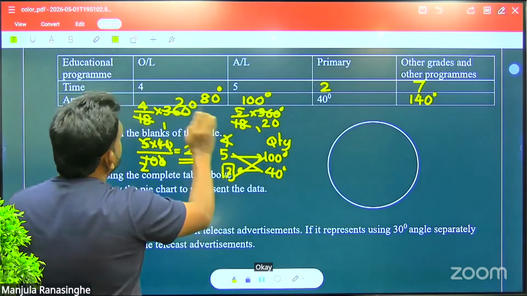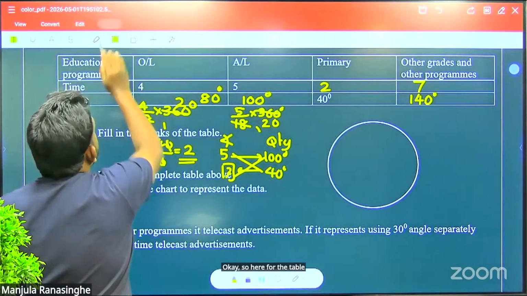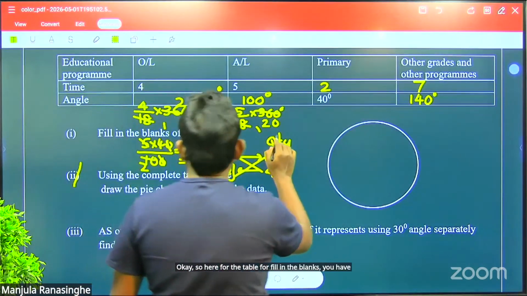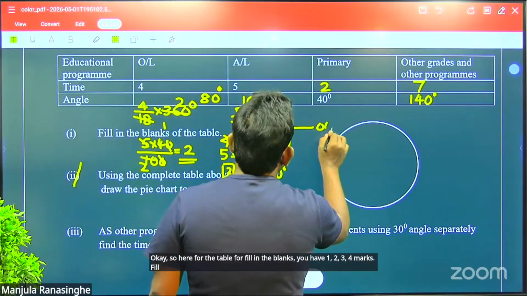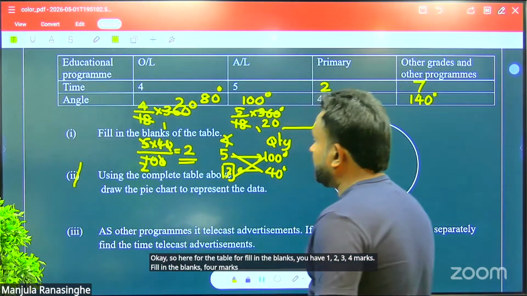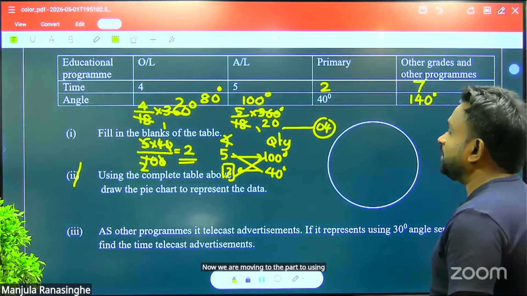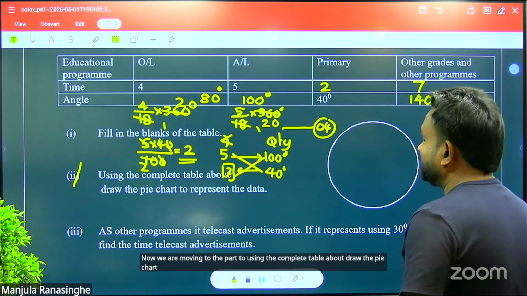Okay. So for the table, fill in the blanks, you have 4 marks. Fill in the blanks, 4 marks. Now we are moving to part 2. Using the completed table, draw the pie chart to represent the data.